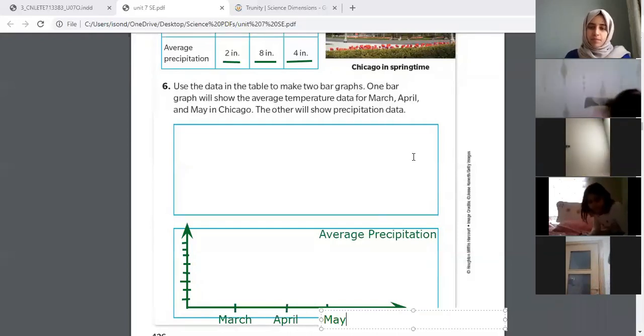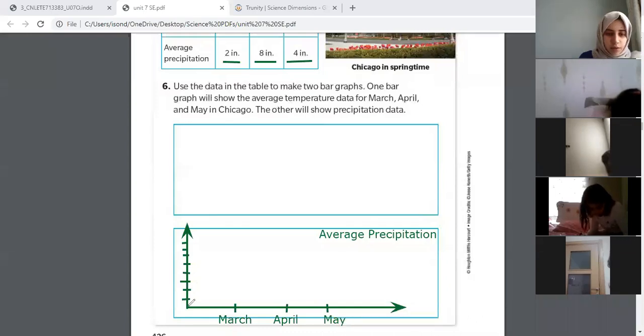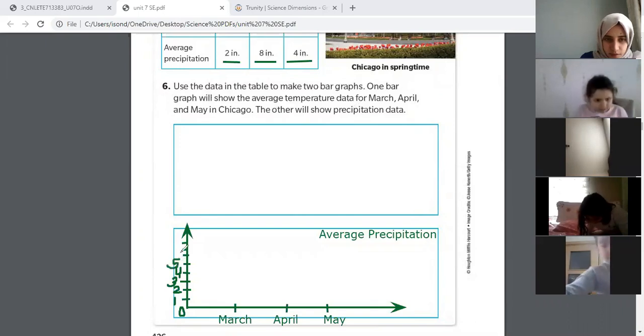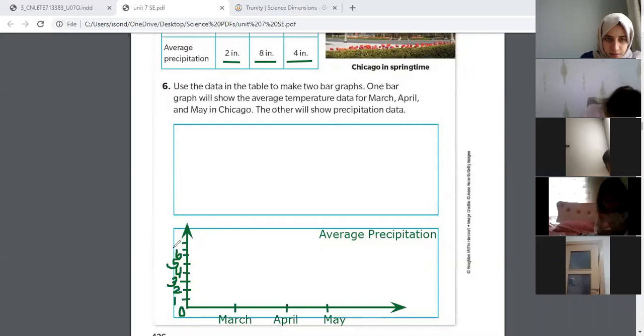Then I will need to write the numbers. Always, always, always in a bar graph, we have to start with 0. And then I'm going to put 1 because I'm counting by ones this time. 2, 3, 4, 5, 6, 7, and last one is 8. Okay?